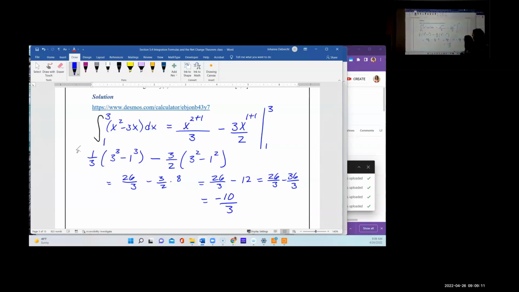Right? When there are constant coefficients like the 1/3 and the 3/2, I think this is a slightly faster way of doing it than plugging the upper limit of integration into both and then plugging the lower limit of integration into both. I think it's slightly faster to be able to factor the 1/3 off.